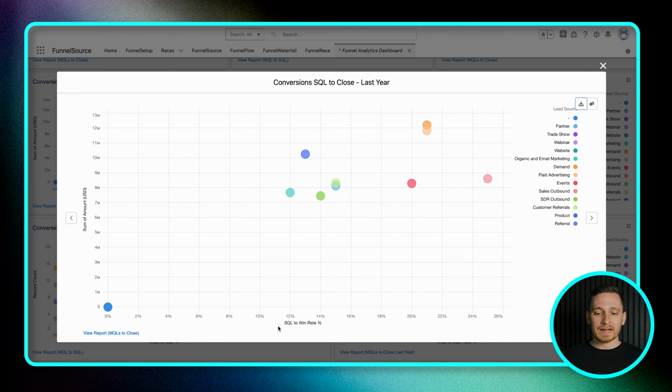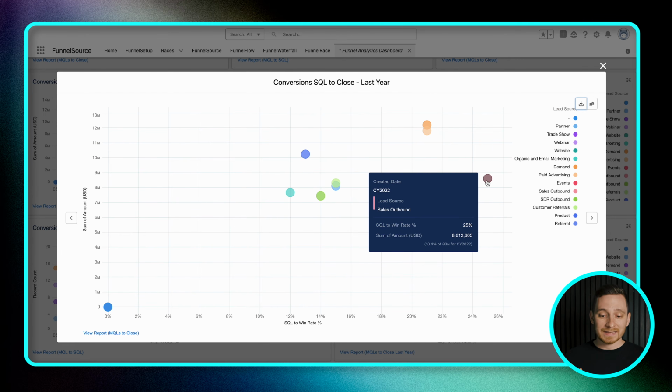So for this graph, taking a look at those top right lead sources are going to be your highest performing ones, the ones that have high conversion rates and high production value. Taking a look at an example, in this case, we have the Sales Outbound lead source, which is converting SQLs to close won at a rate of 25%, and it's also produced a significant amount of revenue.